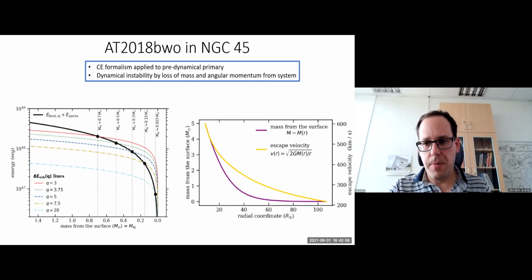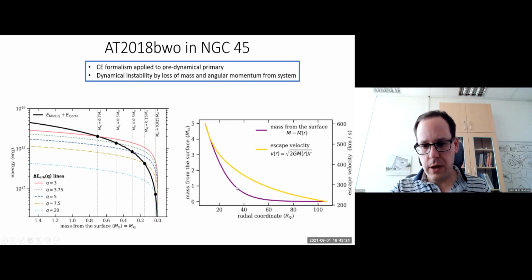In all cases, the companion mass is too low to have a successful complete ejection of the envelope. So this was a stellar merger. Another interesting insight into this issue can be obtained by looking at the mass from the surface as a function of radial coordinate, which is shown with the purple line.